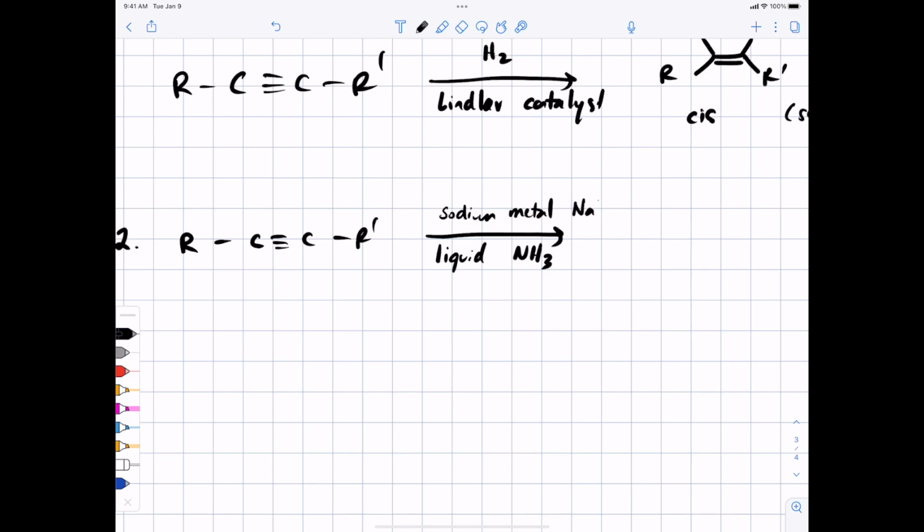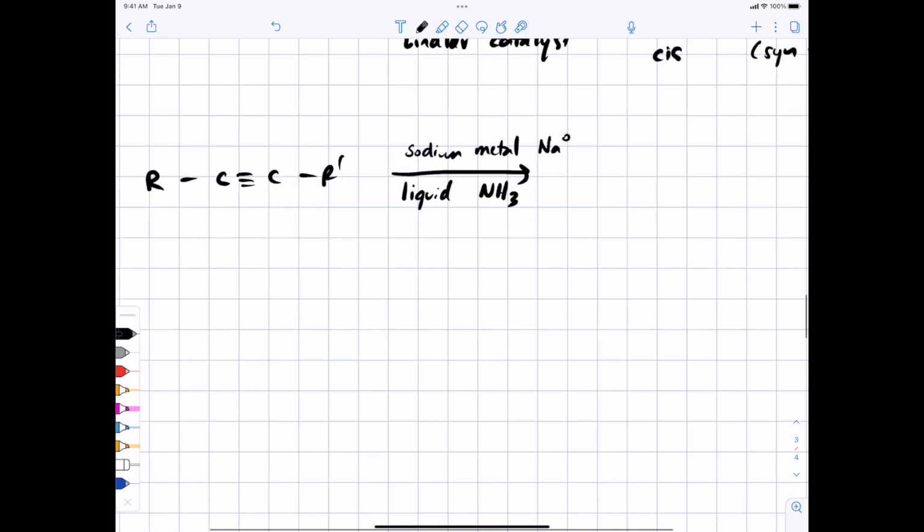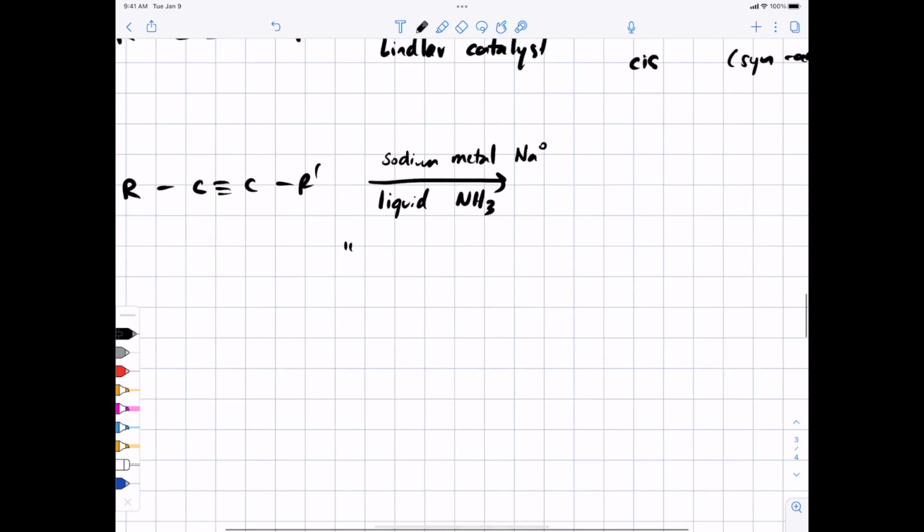What do you guys know about chunks of sodium metal? You like to watch people throw them in lakes on YouTube, is that right? Okay. So you know that it's highly reactive and highly air sensitive, so you do have to be sort of careful with this.